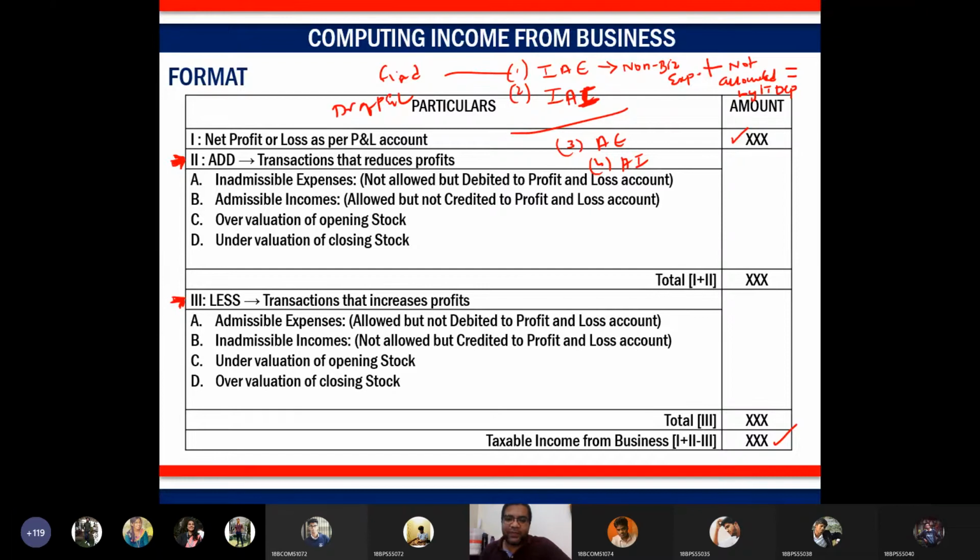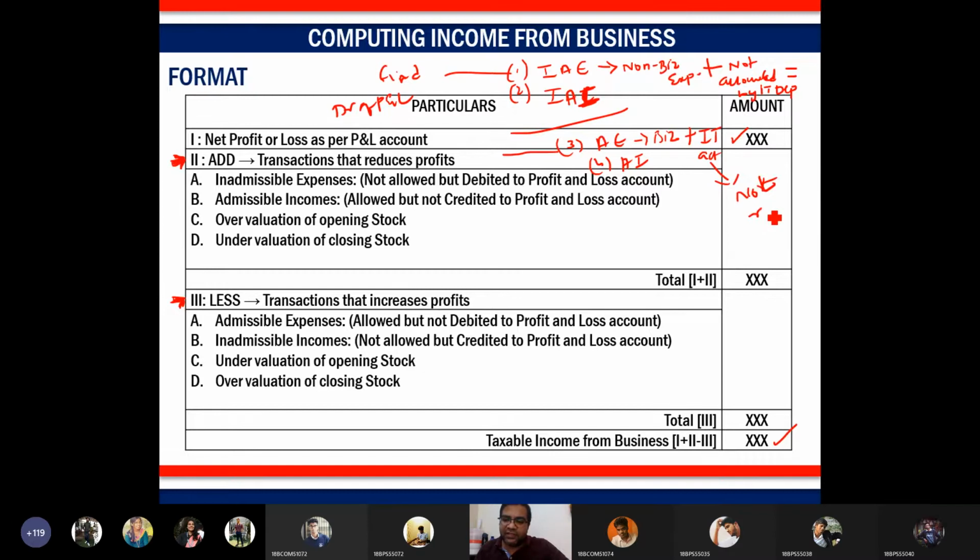Now, what is the opposite of inadmissible expenses? The opposite of inadmissible expenses is admissible expenses. It means these are business related expenses, and they are also allowed by the IT Act. Now, where do you find admissible expenses? And what do you mean by admissible expenses? Admissible expenses are those expenses which are related to business and allowed by the income tax department, but this is the statement which makes the difference.